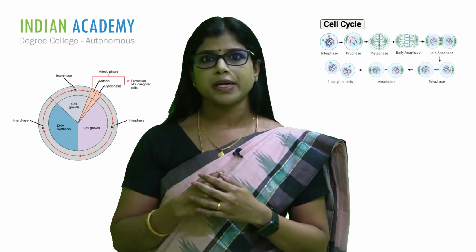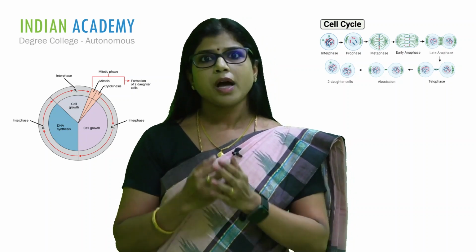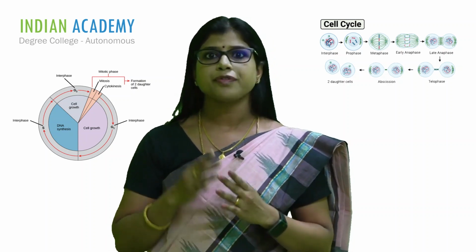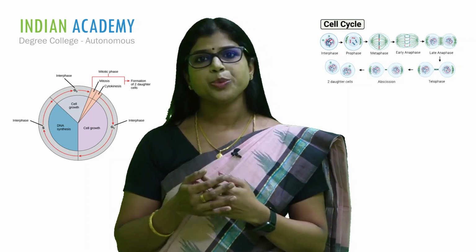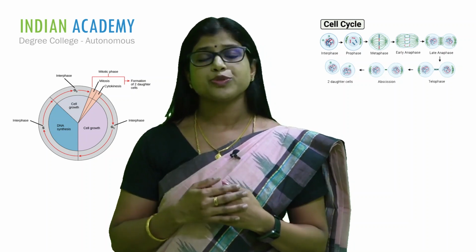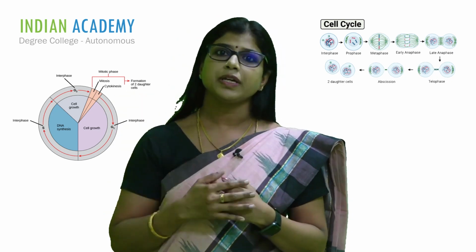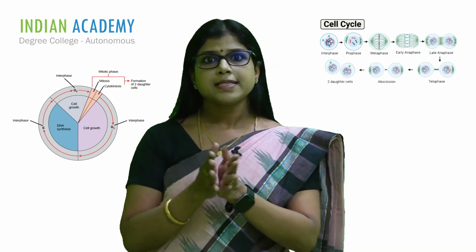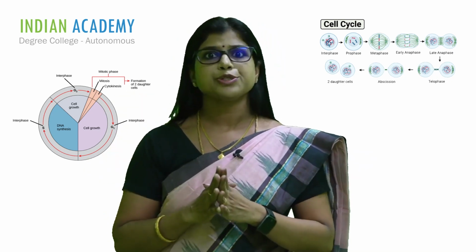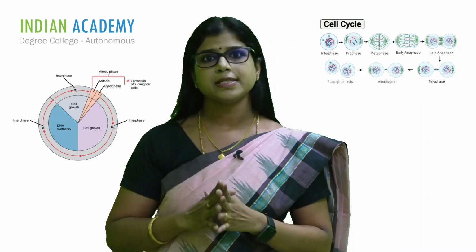At the end of mitosis, there occurs production of two daughter cells from one parent cell in such a way that the genetic material which was duplicated during the S phase of interphase gets distributed equally in the two daughter cells at the time of cell division.